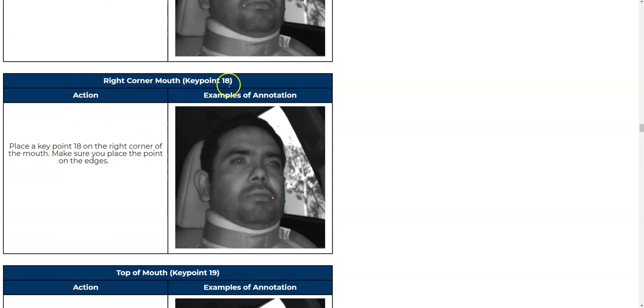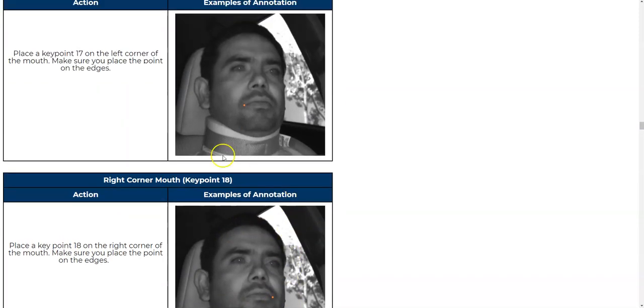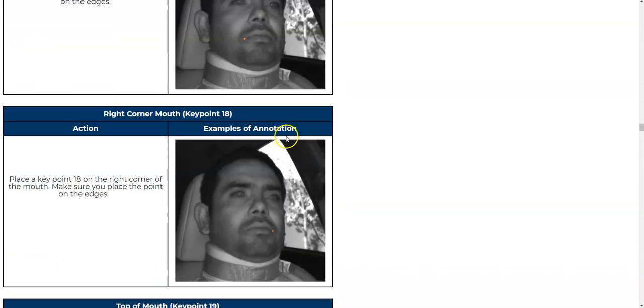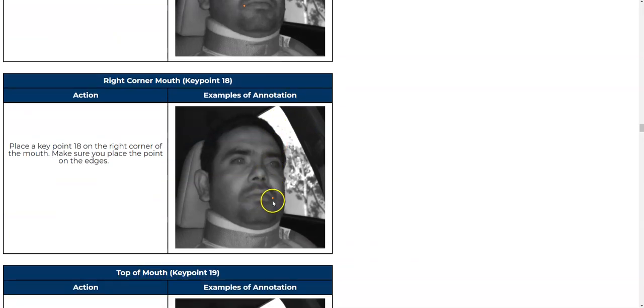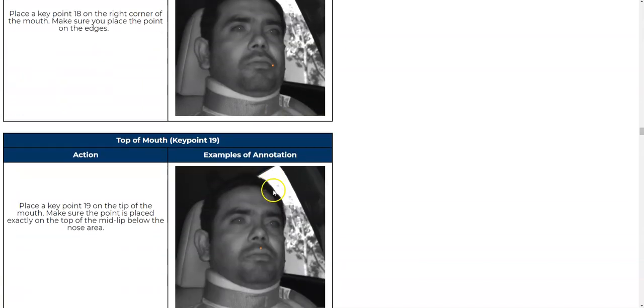Key point 18 is the right corner mouth. Same rule as you do for your left corner mouth. So you have to check at the right corner of the mouth where the upper lip and lower lip are joining at the edge here. So that point is point 18.